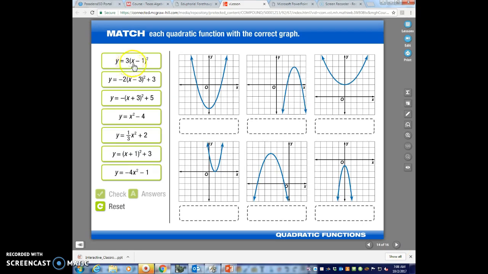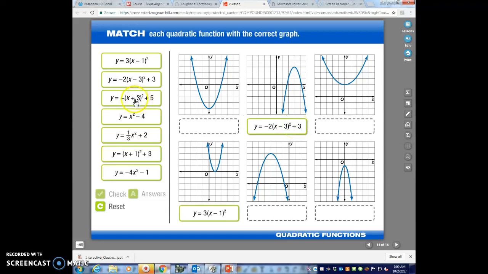When I look at this one, this tells me that it needs to be to the right 1. Okay? It doesn't move up or down anywhere, so which one goes to the right 1 from the parent function? This one looks like it goes to the right 1. Now this one, this tells me it's going to go to the right 3, up 3, and be reflected. So we're looking at the ones upside down. That one doesn't go to the right. That one doesn't go to the right. This one goes to the right 1, 2, 3, and up 1, 2, 3.